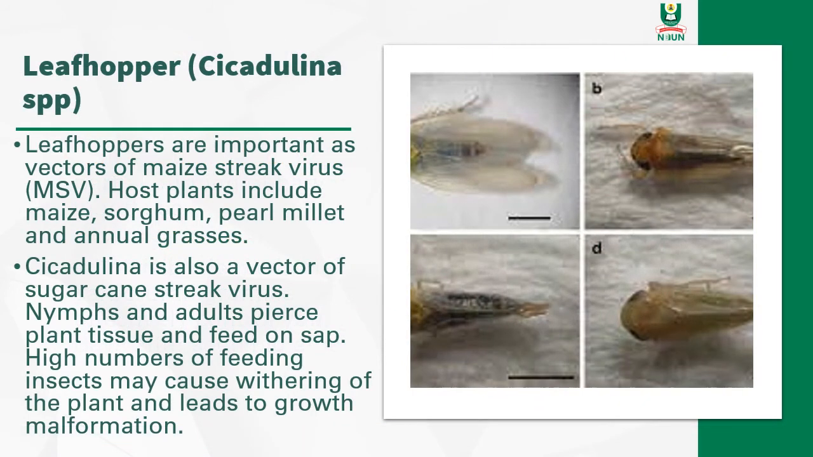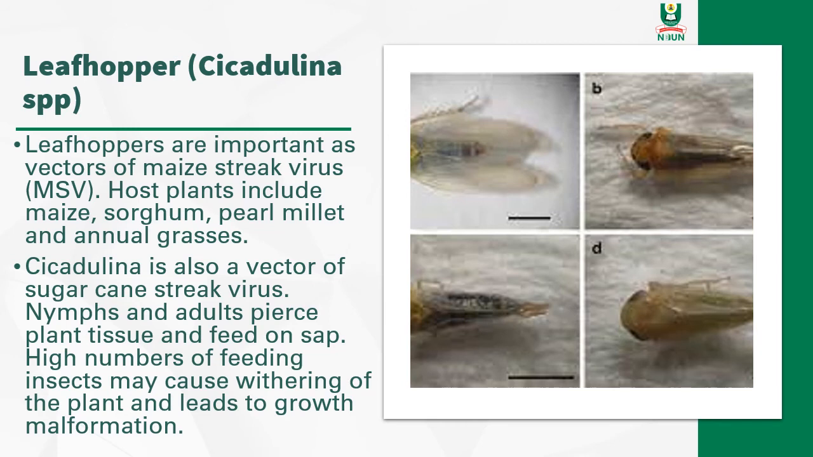Another pest of maize or of cereals is the leaf hopper. That's the Cicadulina species. And leaf hoppers are important as vectors of the maize streak virus. Very serious virus, very serious disease. It wipes out a population of maize in days, weeks, very fast. So it's important that you control these leaf hoppers.